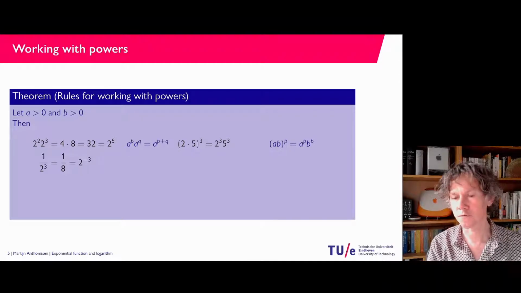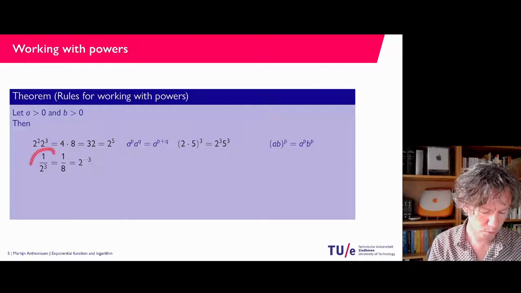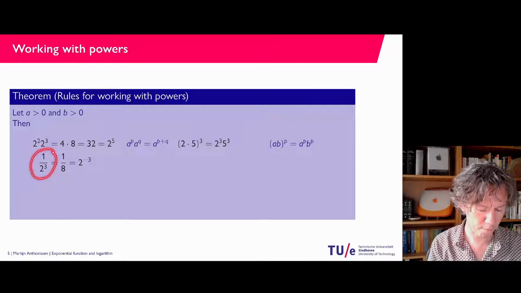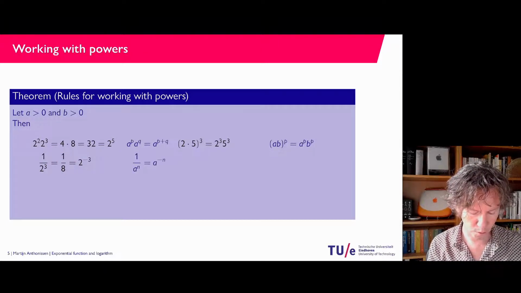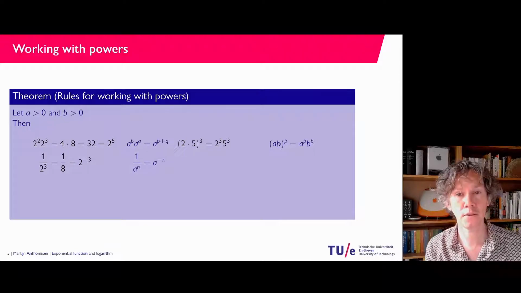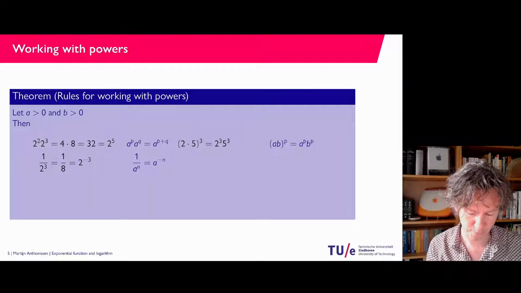There's going to be a list of these rules. So 1 over 2 to the power 3, that's the same as 1 over 8, which is the same as 2 to the power minus 3. So the general rule: 1 over a to the power n is a to the power minus n.